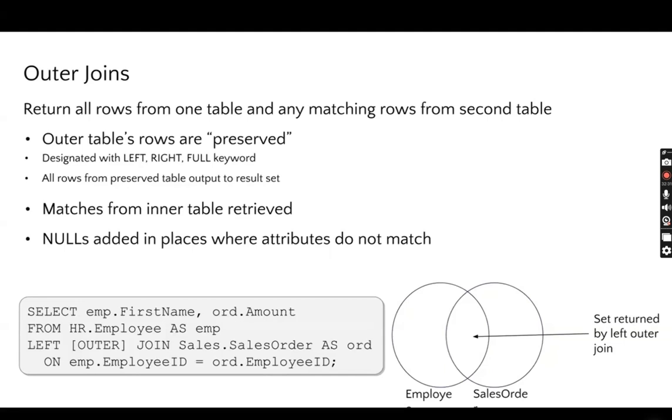Similarly, we have seen the syntax of outer join as well, which will be select column one, column two from table name as alias name. Then you can write left outer join, right outer join, or full outer join, and then you write the second table name, and then you supply the same column name which is available in both of the tables. So that's how the outer join works.